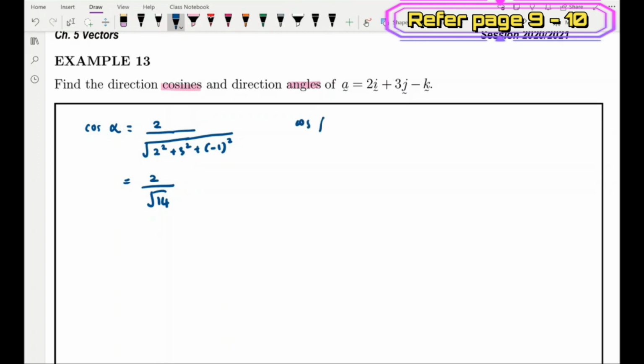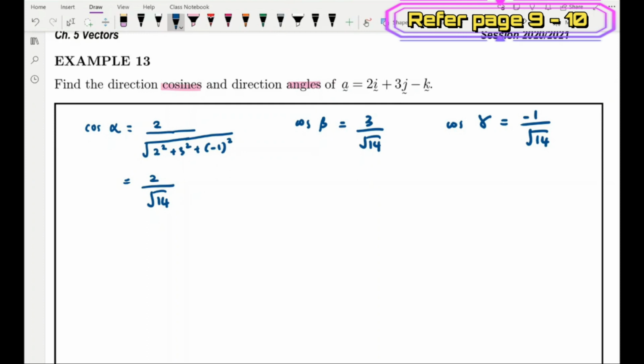And then we find cos beta. Cos beta is the element of j. j is 3. So 3 over root 14. And then cos gamma equal to the k element, which is negative 1. So negative 1 over root 14. This is our direction cosine.